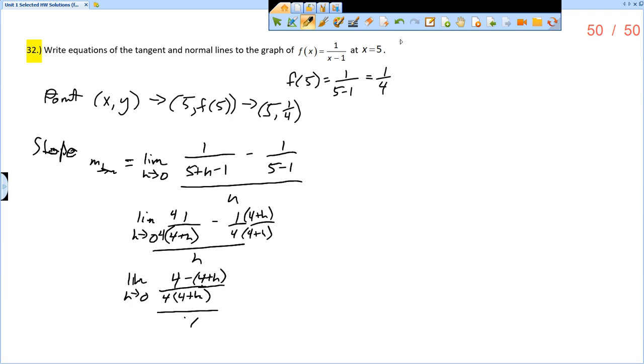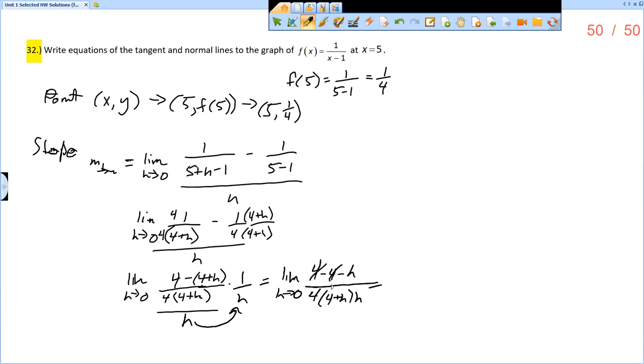Now, sometimes people struggle with how to deal with this fraction within a fraction. Well, if I'm dividing by h, we just want to remember that dividing by h is like multiplying by the reciprocal of h, which is 1 over h. So now I'm left with the limit as h approaches 0 of 4 minus 4 plus h. I'm going to distribute the minus, so 4 minus 4 minus h, all divided by 4 times 4 plus h times h. That h just moves into the denominator.